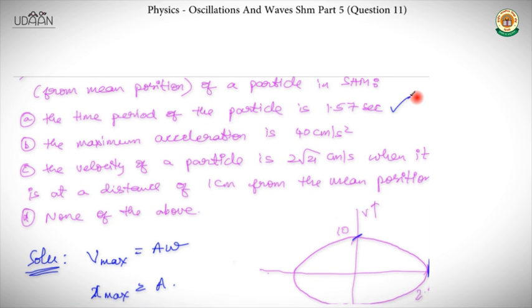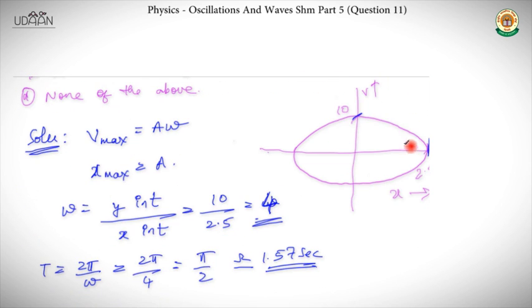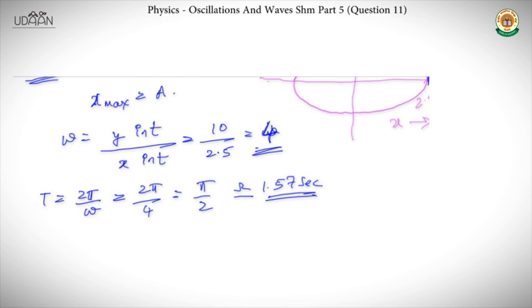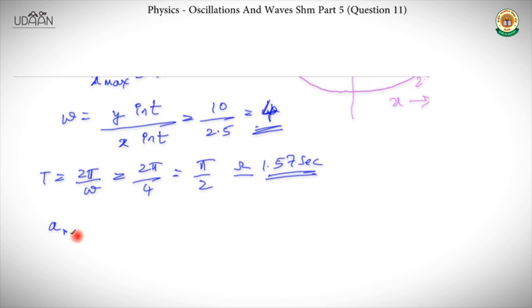Okay, this is correct. B says the maximum acceleration is 40 centimeter per second square. How do we do that? I think in this case acceleration would mean dv by dx, right? Like, there is another simpler method also. dv by dt would be the acceleration, but there is another simpler method also. The question asks for maximum acceleration. So maximum acceleration is nothing but minus A omega square. How do we get that?